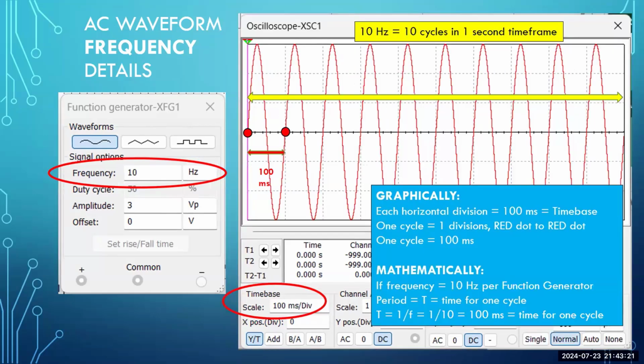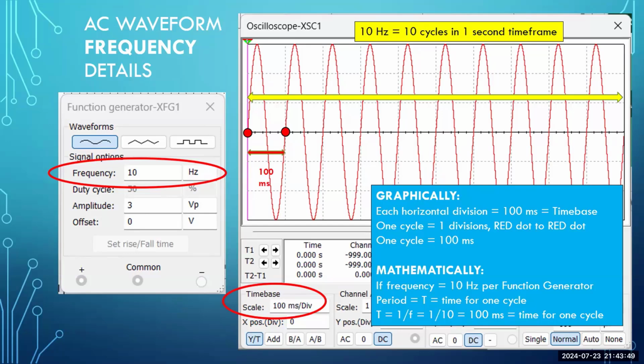10 hertz. So the yellow double-headed arrow going from one end of the screen to the other represents 1 second. So 10 hertz is 10 cycles in 1 second. You count them up from left to right: 1, 2, 3, 4, 5, 6, 7, 8, 9, 10. Yes, I've got 10 full sine waves between the left side and the right side of the oscilloscope display.